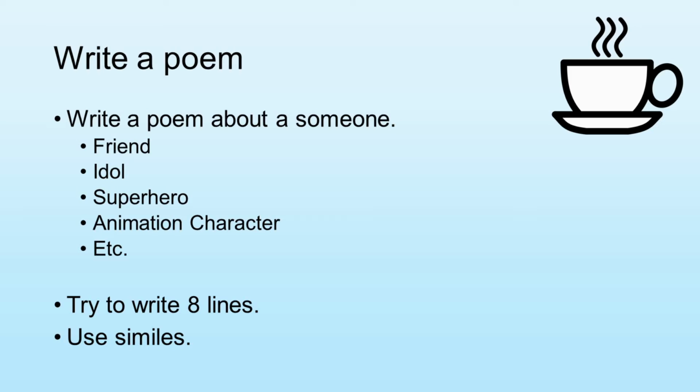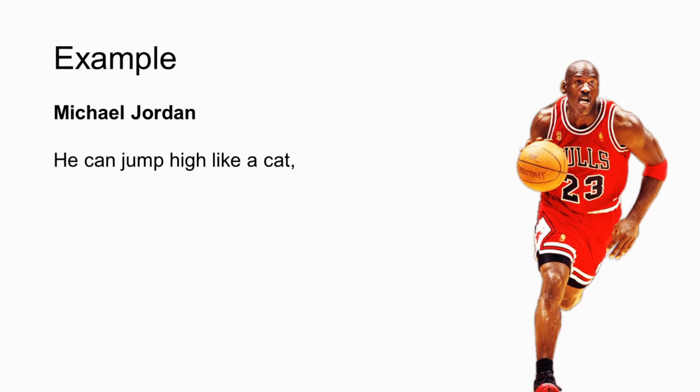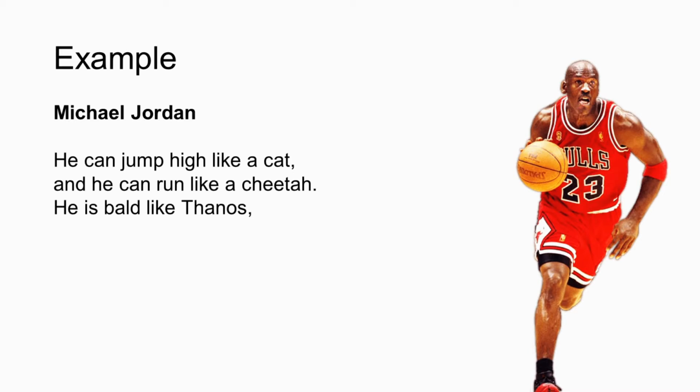Okay, let's take a look at my example. My example is about Michael Jordan, the basketball player. He can jump high like a cat. And he can run like a cheetah. He is bald like Thanos. And he is as strong as the Hulk.